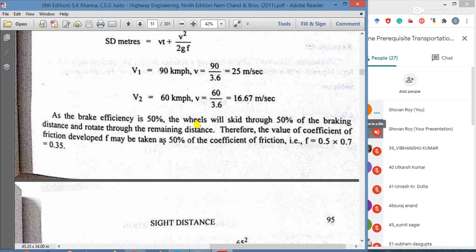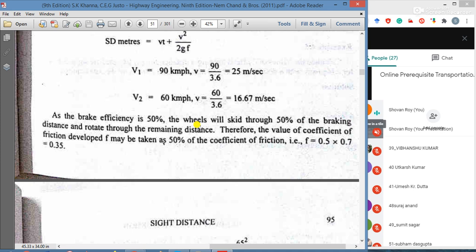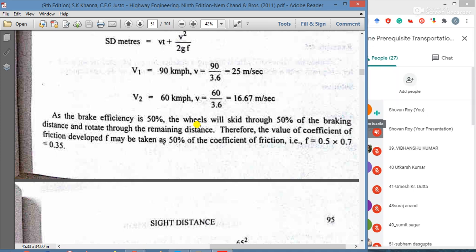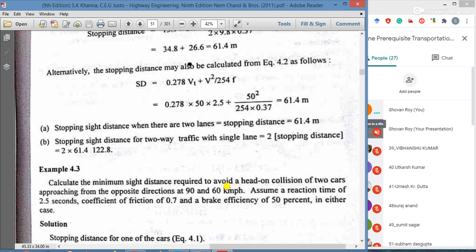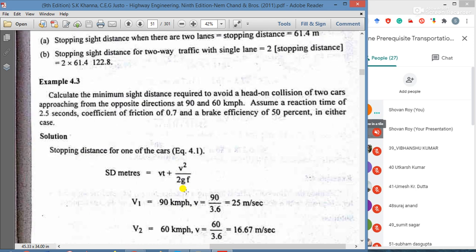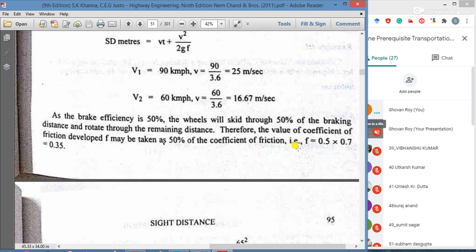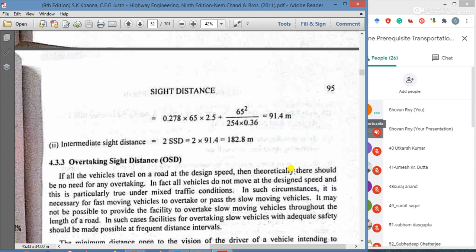This friction is normally generated between the tire and the surface of the road. When the friction is generated between the tire and the road surface, and the efficiency is 50%, the question already mentions that the coefficient of friction is 0.7 with an efficiency of 50%. That's why we have to consider 50% of this coefficient of friction. So f equals 0.5 into 0.7. Clear?